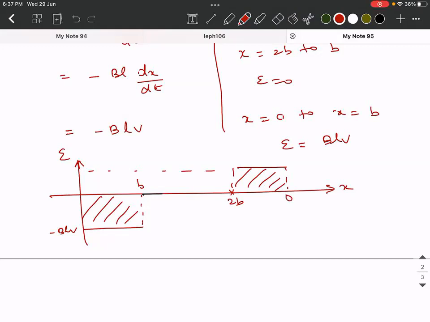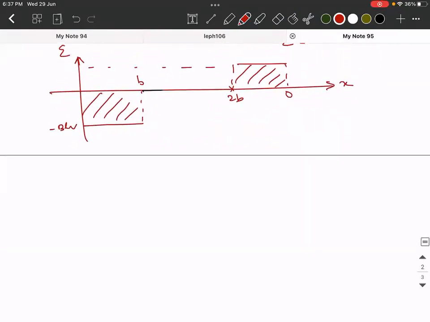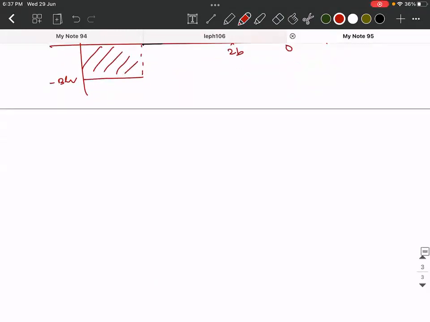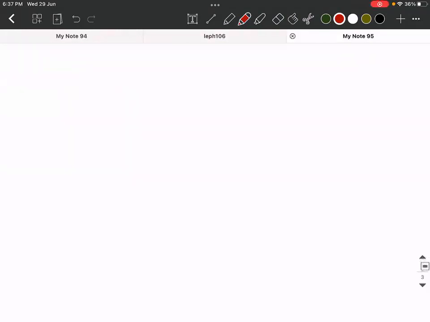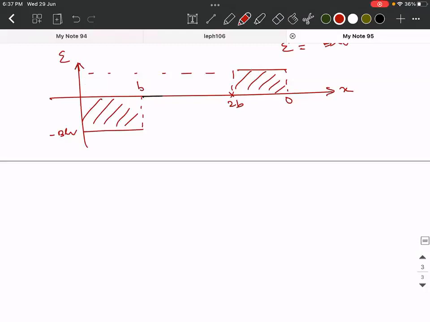I hope it's clear. Then what else is the next question they're asking? Induced current is asking. They gave the resistance of the conductor, right? So I is equal to E by R.